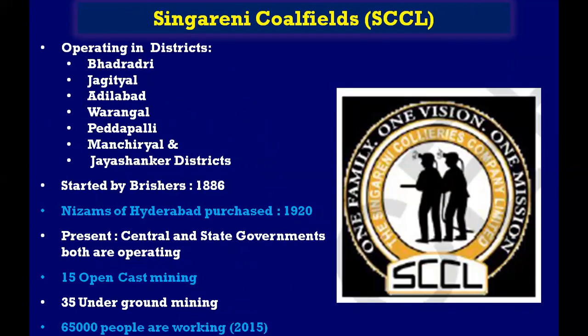Now, let us go to Singareni coal mine. Do you know where it is located? It is located in Telangana and operates in four districts: Bhadradi, Warangal, Peddapalli, Jaishankar district. It was started by the Britishers in the year 1886. Afterwards it was purchased by the Nizams of Hyderabad in 1920. Presently, the central and the state government both operate it, with an equal share. 50 open cast minings and 35 underground minings are done, and nearly 65,000 people were working there according to 2015.